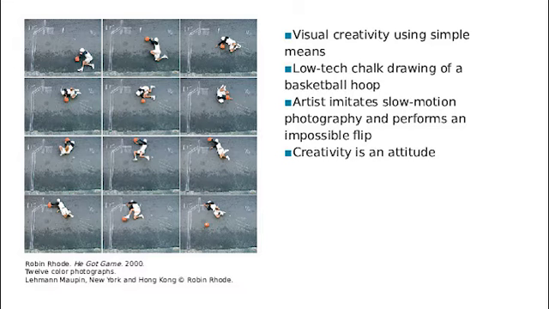So this just shows that visual creativity can use simple means. This is very low technology. It's just a chalk drawing of a basketball hoop. And in it, the artist imitates slow motion photography and performs an impossible flip. Like I said, something that he wouldn't be able to do if it were a real basketball goal.